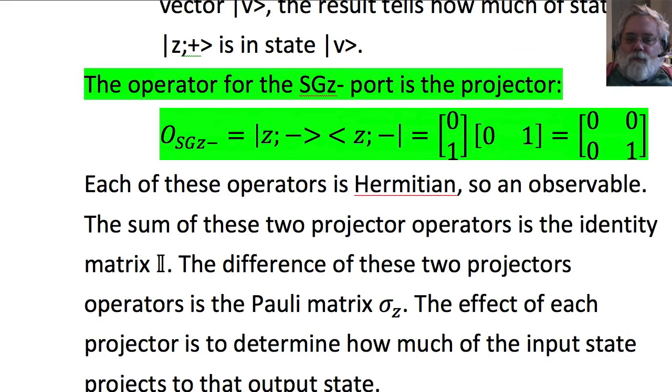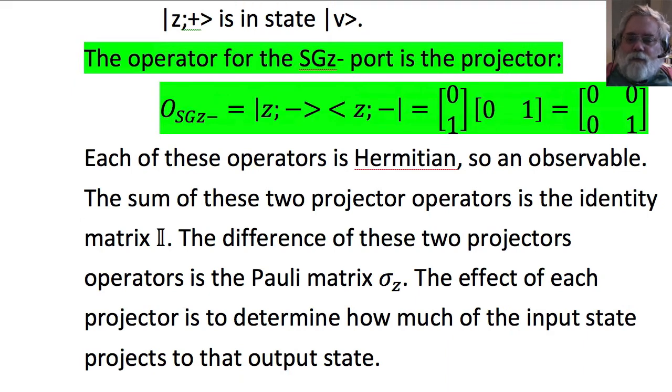The effect of each projector is to determine how much of the input state projects to that output state. We are going to use these projectors and the X, Y, and Z representation of states in 9 Stern-Gerlach experiments to see how spin 1/2 states behave.